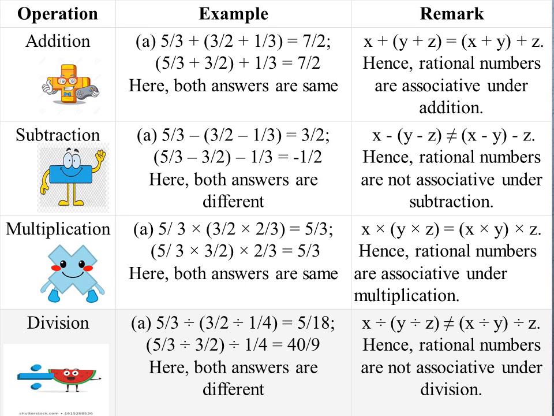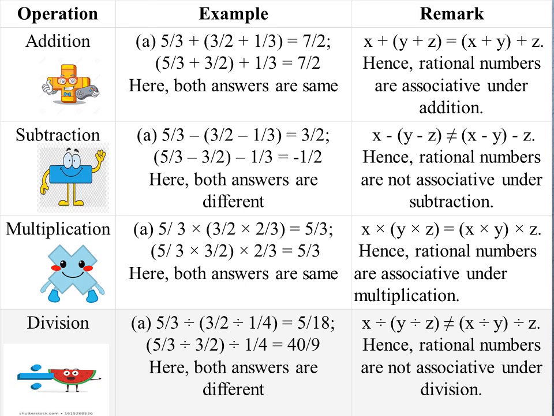In case of subtraction, when we subtract three different rational numbers in two different ways, in the first way the answer is 3 by 2, while in the second way the answer is minus 1 by 2. Here, in both the cases, the answers are different. Hence, rational numbers are not associative under subtraction.